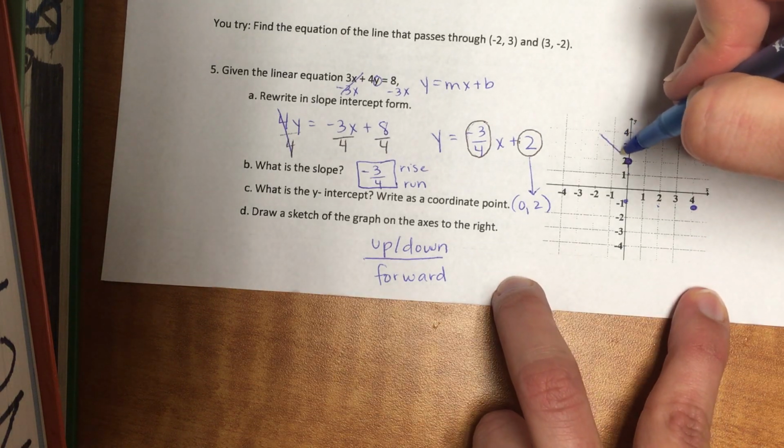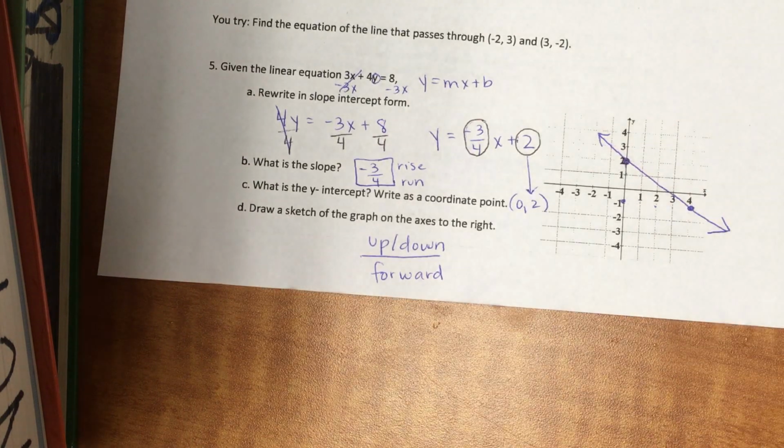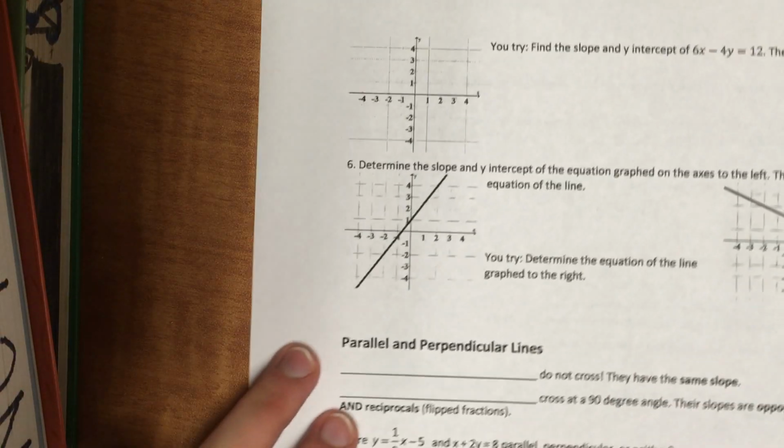And now that I have 2 points, this is a line, so I just need 2 points in order to connect them to make my line. On the back here is another example.